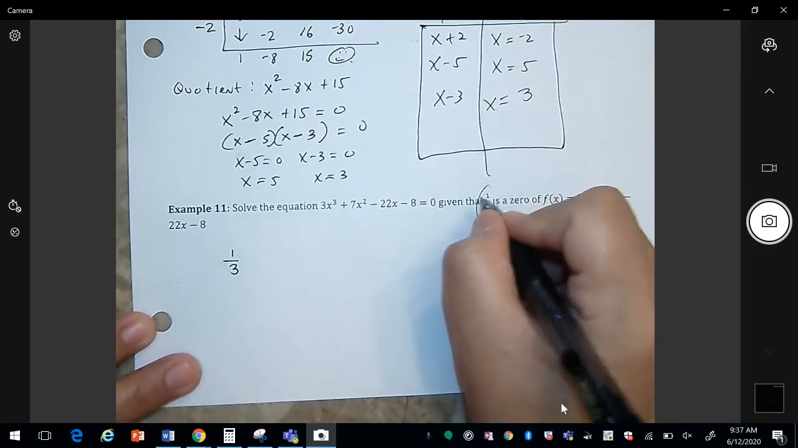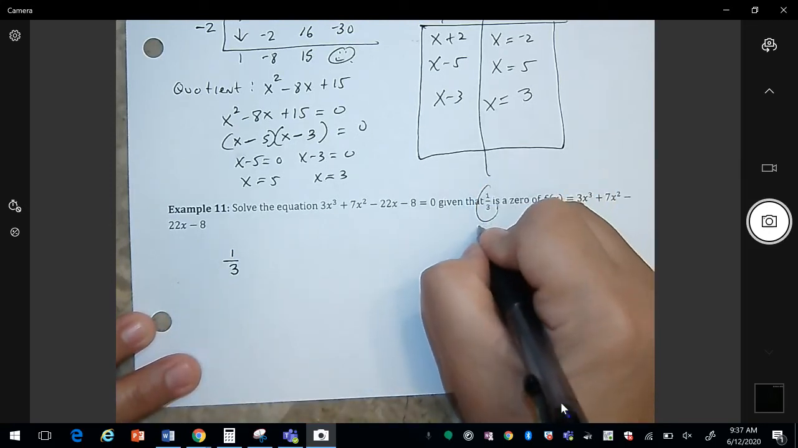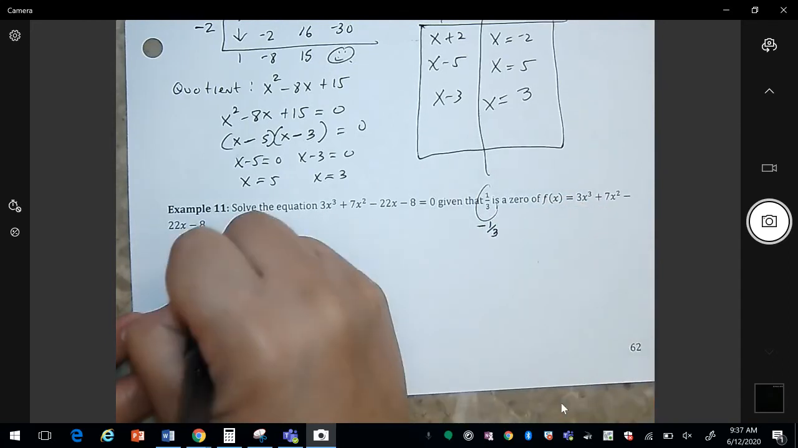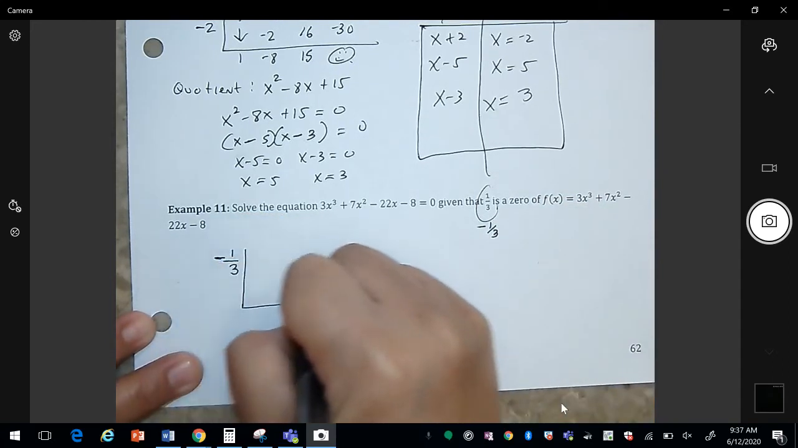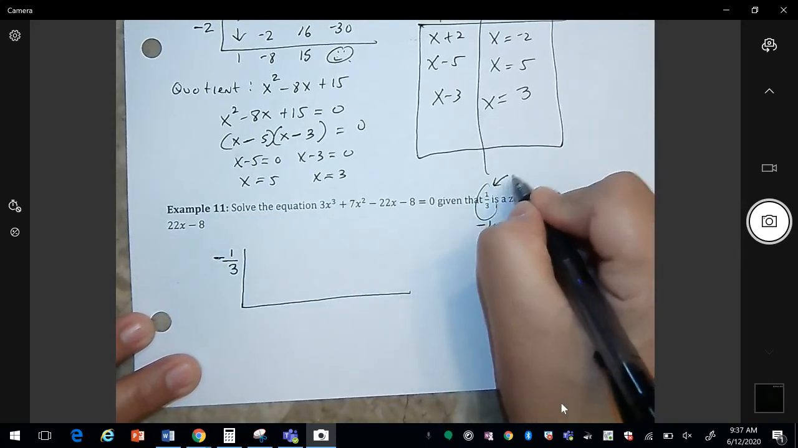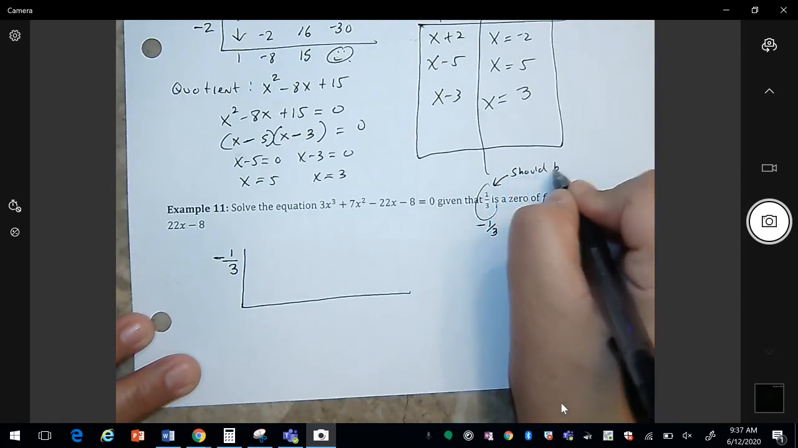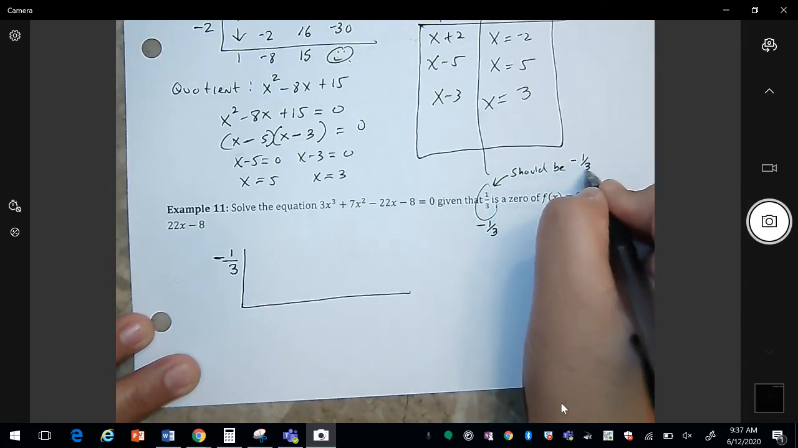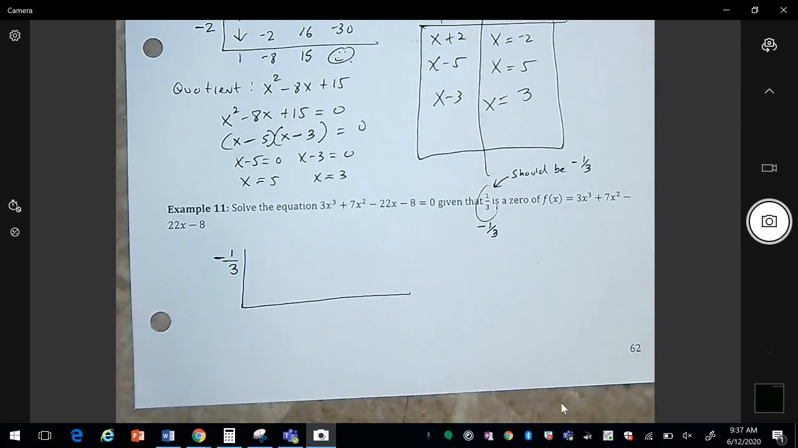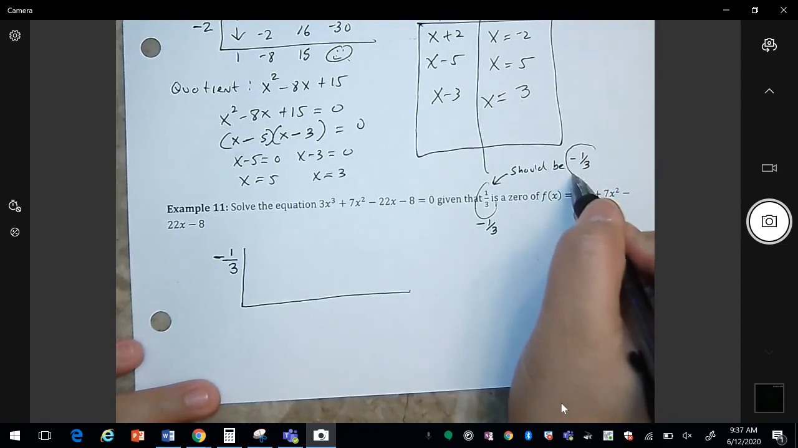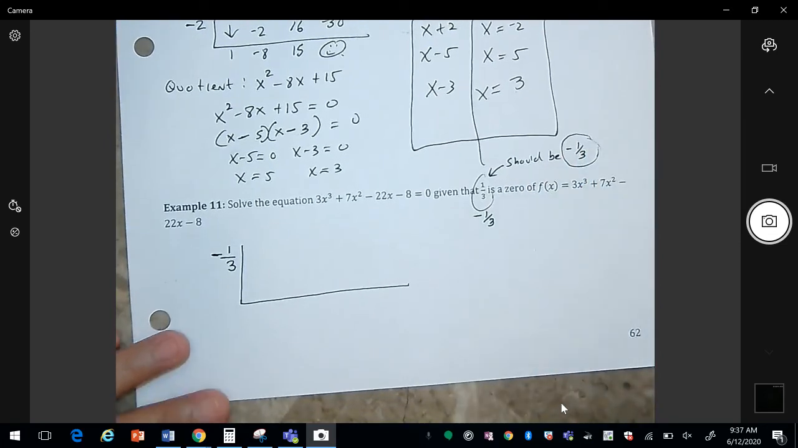And actually there is a mistake here. This should say negative 1/3. So let me go ahead and change it. So again, this should be negative 1/3. If you do it with a positive 1/3, then it's not going to be a 0. So there's a mistake there. So I'm just correcting that. Originally, I should have said negative 1/3.